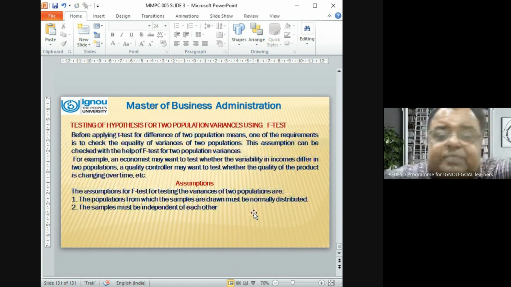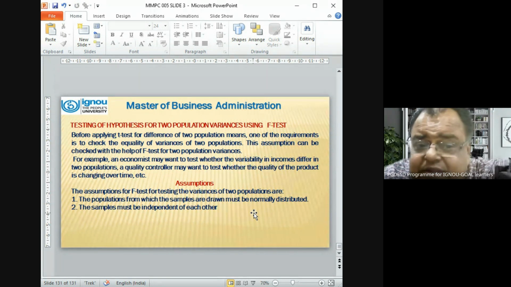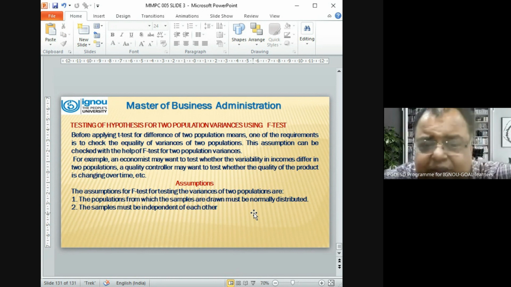The last part is testing of hypothesis for two population variances using the F-test. Before applying the t-test for differences of two population means, one of the requirements is to check the equality of variances of the two populations. This assumption can be checked with the help of the F-test for two population variances. For example, an economist may want to test whether the variability in incomes differs in two populations. A quality controller may want to test whether the quality of the product is changing over time, etc. These are the examples where it is applied.